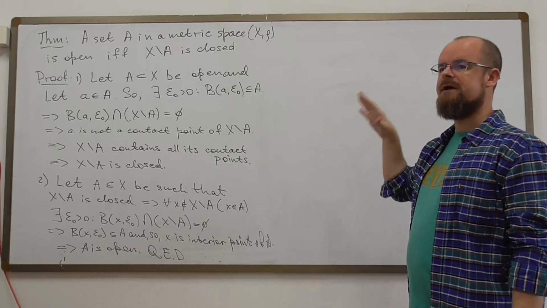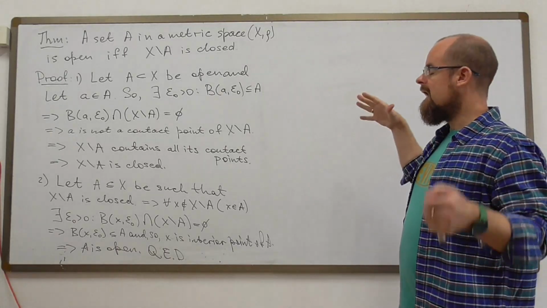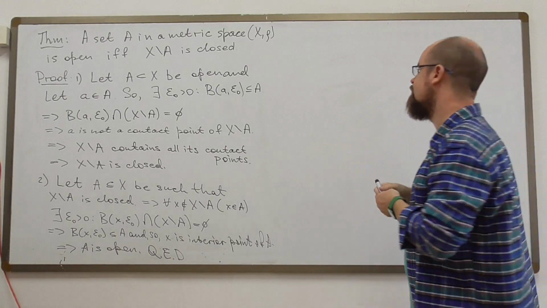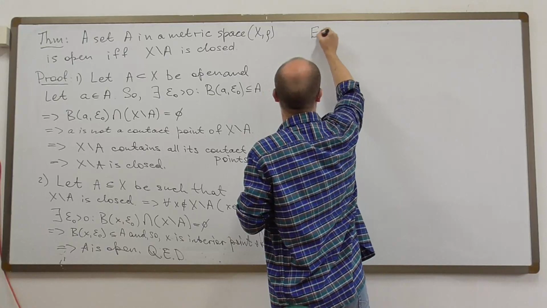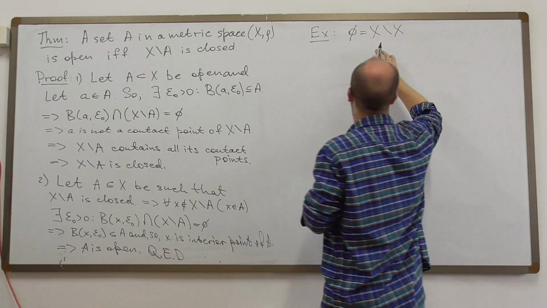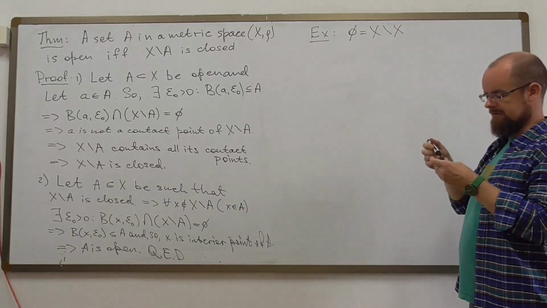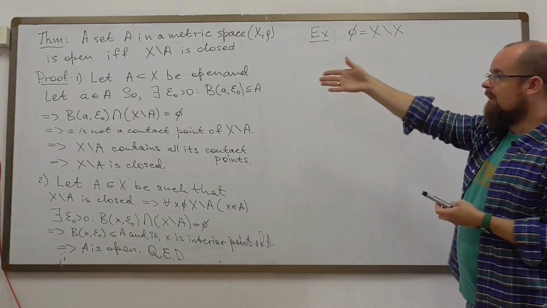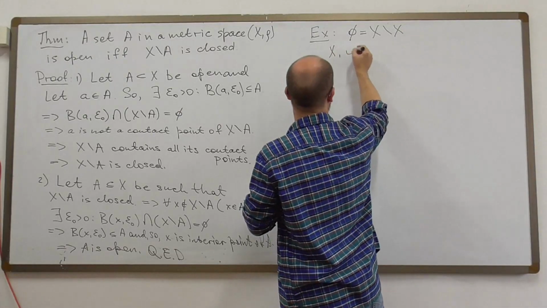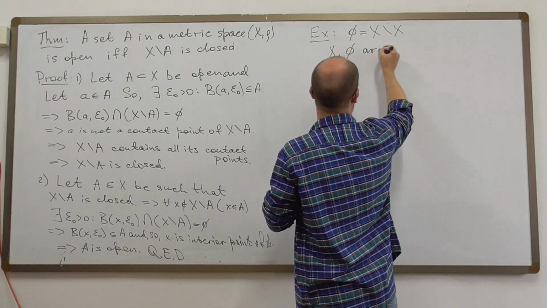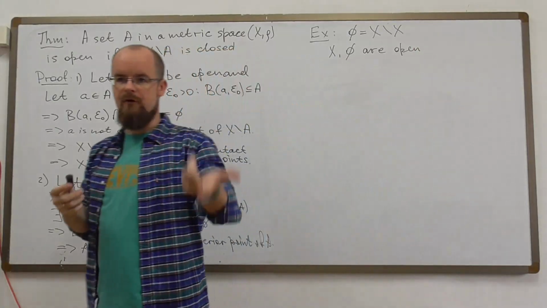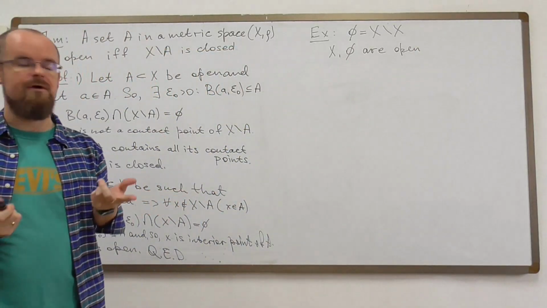We have discussed already that in any metric space, this space itself and an empty set are closed sets. But we know that an empty set is a complement of X in itself. Using this theorem, we conclude that the set X and an empty set are open as well. So they are closed and they are open at the same time.